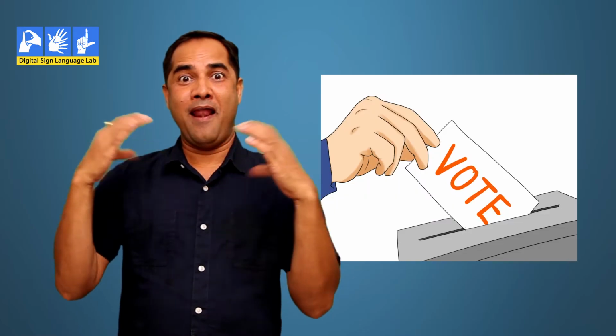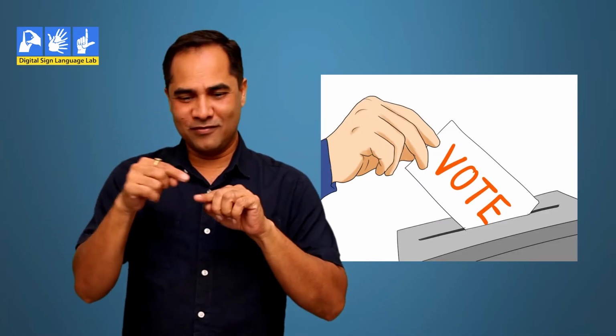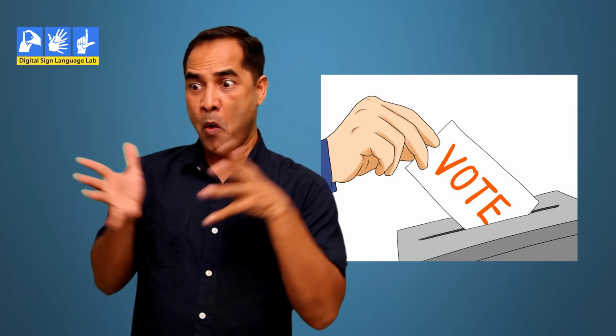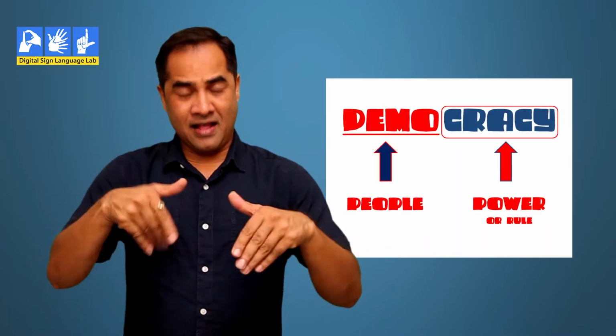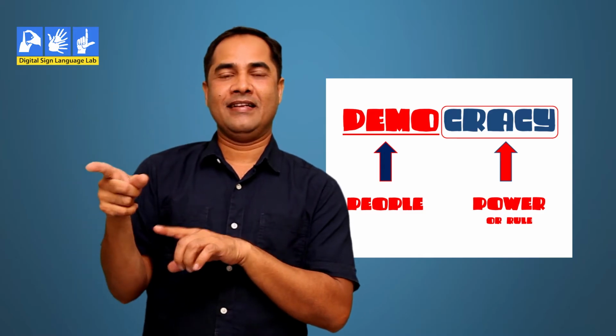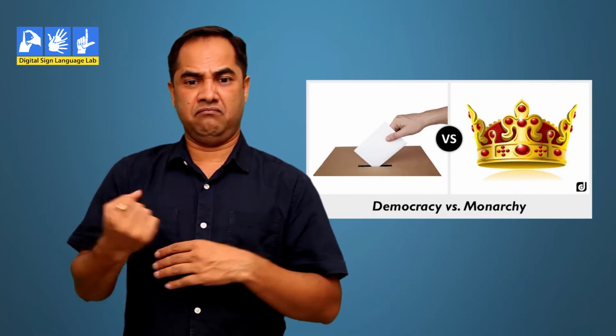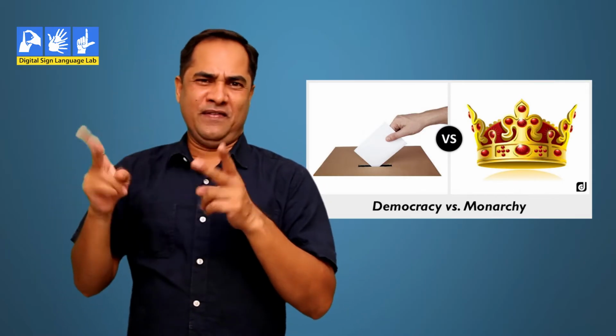For example, in India, all our leaders, the Prime Minister and the members of Parliament, are chosen by us through voting, through election. Whoever gets the majority forms the government. So a system where people choose their own government is called democracy. But there are different systems in the world. For example, monarchy, where kings rule and their generations pass on the power.